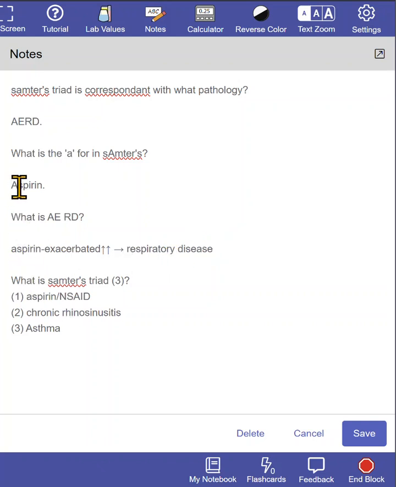And what is Samter's triad? Aspirin use, chronic rhinosinusitis, and asthma. This is the one that I have trouble remembering.